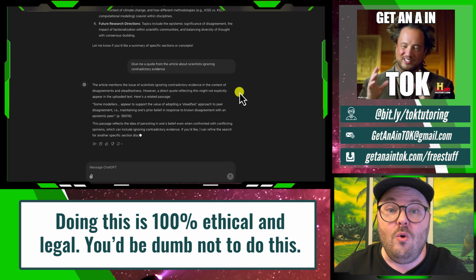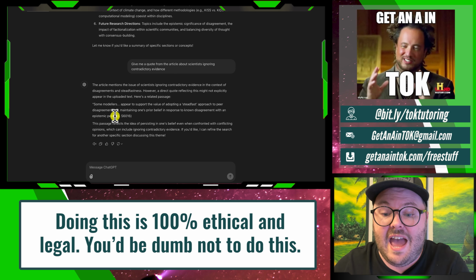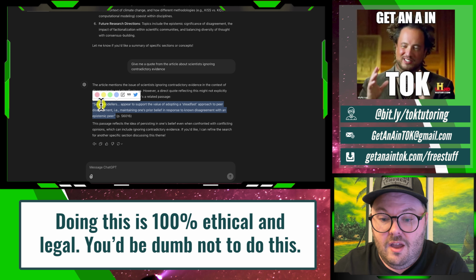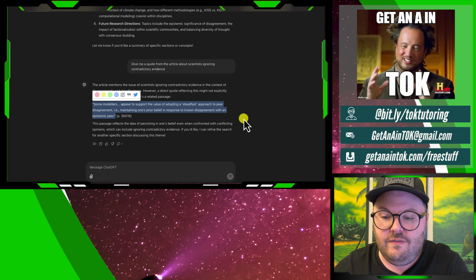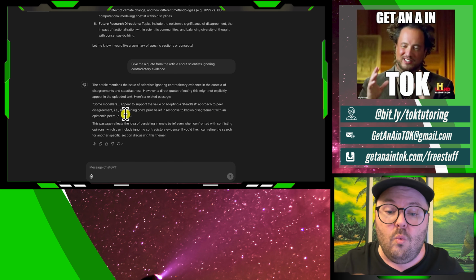So we don't just have a summary now. We're not going to use the summary because that's cheating, but we can actually quote here. Some modelers appear to support the value of adopting a steadfast approach to peer disagreement, maintaining one's prior belief in response to known disagreement with an epistemic peer. So now we have a quote, we know where to look.